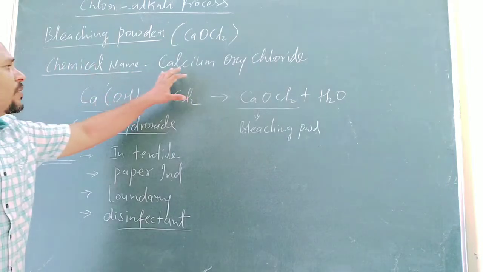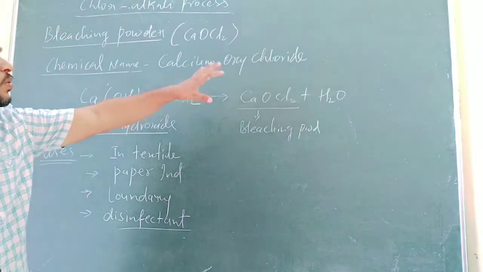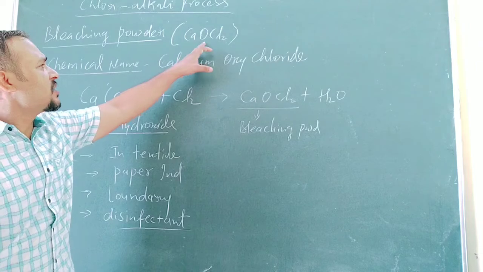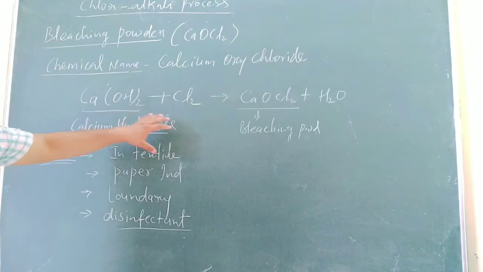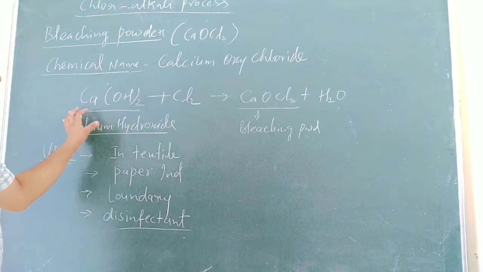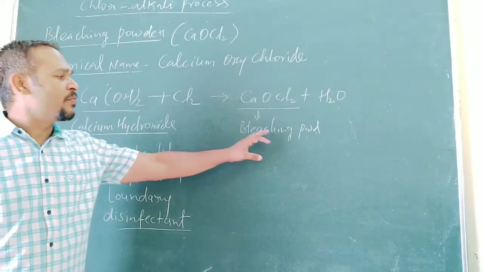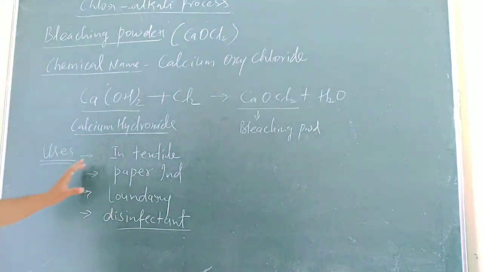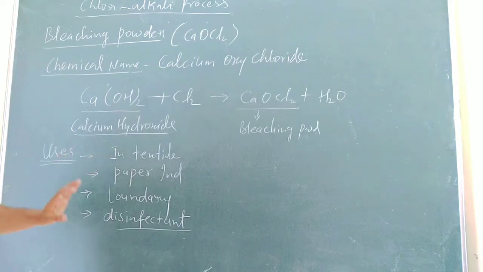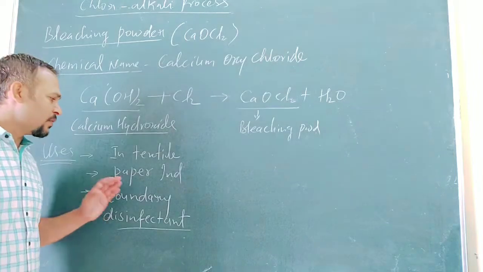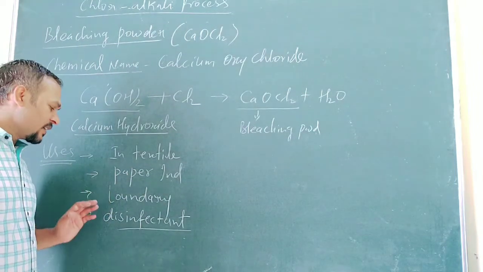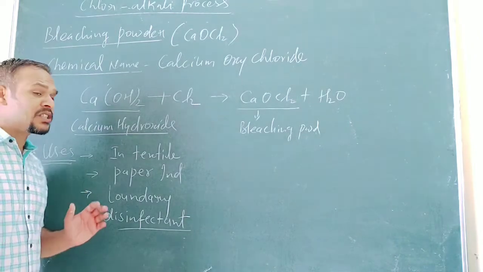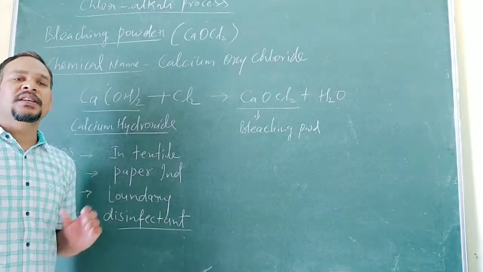The chemical name of bleaching powder is calcium oxychloride. It has the formula calcium, oxygen and chlorine 2. How is it produced? When chlorine gas is passed through calcium hydroxide, you will get the bleaching powder. And what is the use? In textile industry, to get different types of fiber and different types of clothes. In paper industry, to bleach the papers. In laundry, to bleach the clothes. And as it is a disinfectant also, it is used for that.